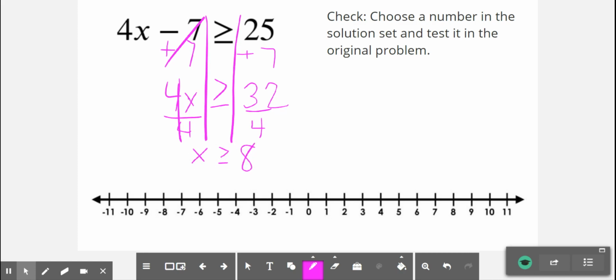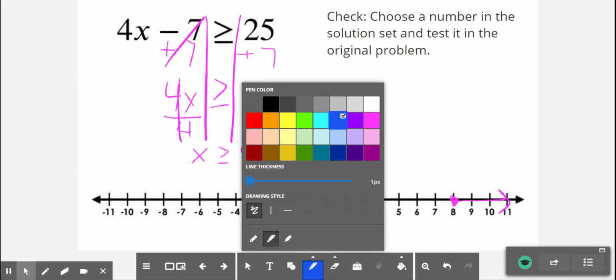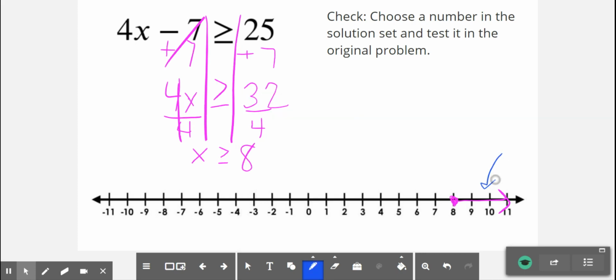So in this case, 8 is part of the solution. So I would use a closed circle, and anything to the right of 8 would make the inequality true. So to check it, let's choose a number over here to the right of 8, like 10. So I replace x with 10 to make sure that I have the correct arrow.